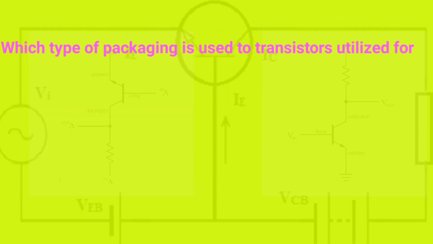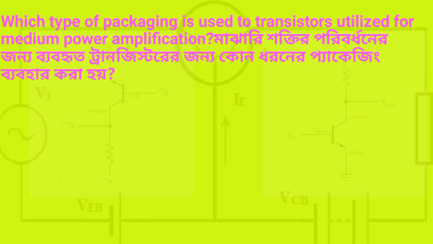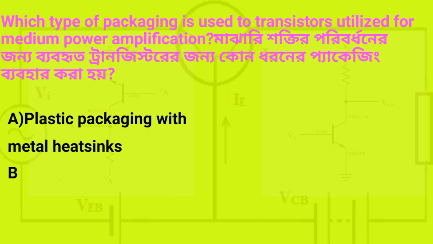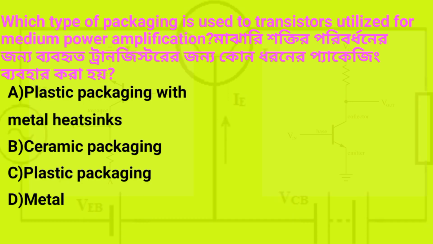Which type of packaging is used for transistors utilized for medium power amplification? Option A plastic packaging with metal heat sinks, option B ceramic packaging, option C plastic packaging, option D metal packaging.